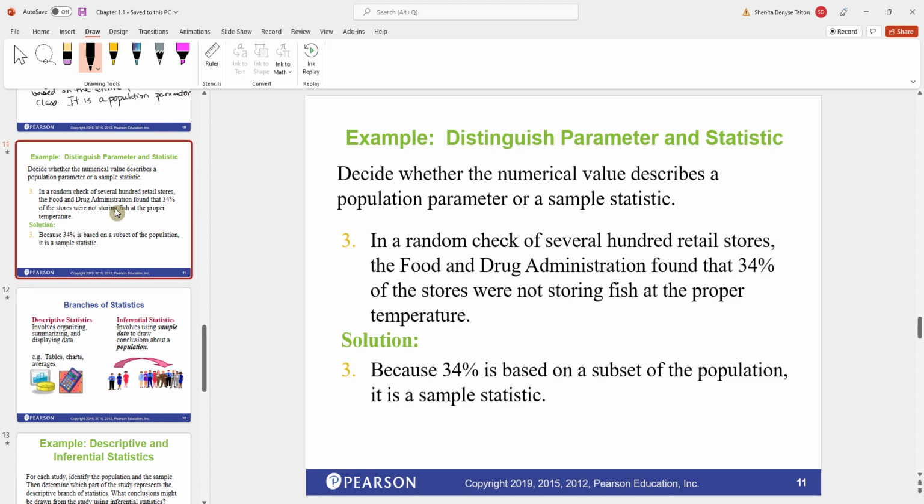In this next example, we're going to once again decide whether it's a population parameter or a sample statistic. In a random check of several hundred retail stores, the FDA found that 34% of the stores were not storing fish at the proper temperature. They took a random check of several hundred retail stores. It didn't say they looked at all retail stores. So this 34% is based off a subset of the population. Therefore, it is a sample statistic.